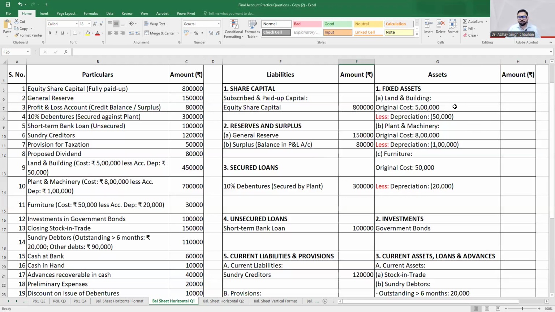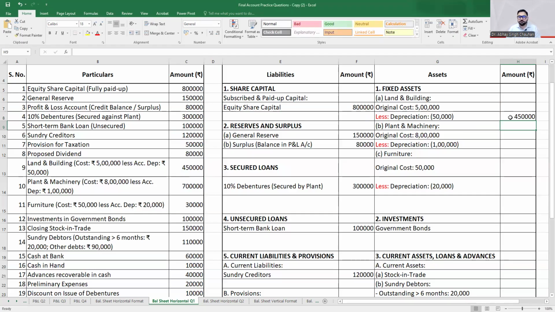In this case, we have already done it in the internal category. The original cost was 5 lakh, and you see in the internal column, I have also written depreciation. Now, if the value is going down, then we need to reduce this value to know the exact value of the land and building, right? So the exact value of land and building is 4,50,000. The moment we put equals to, we'll get the exact value, that is 4,50,000. Sorry.